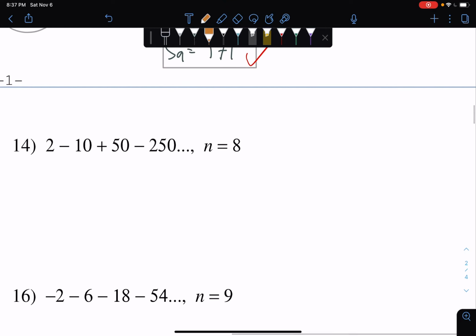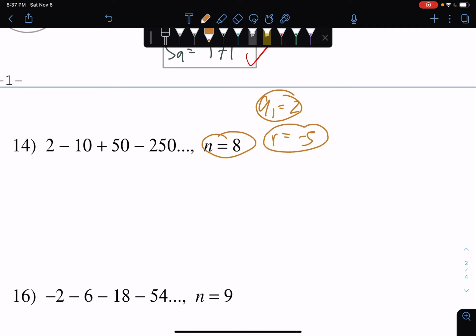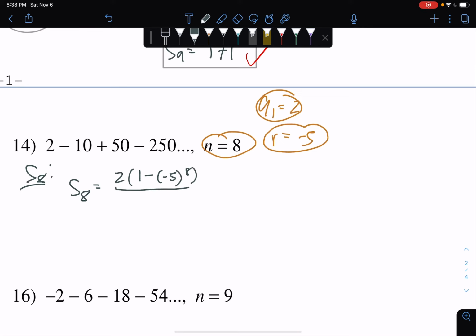So we have a sub 1 is equivalent to 2. r is equivalent to negative 5. n is equal to 8. Alright, let's find S sub 8. S sub 8 is equal to a sub 1 times the quantity 1 minus r raised to 8 divided by 1 minus r. And therefore, S of 8, calculate, our answer is negative 130,208.